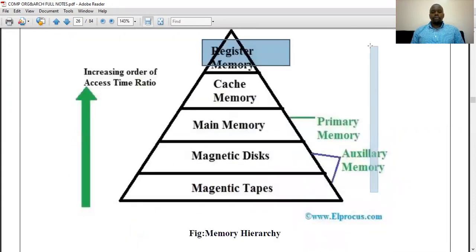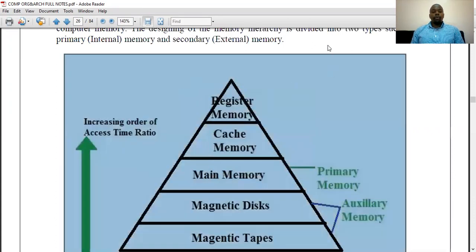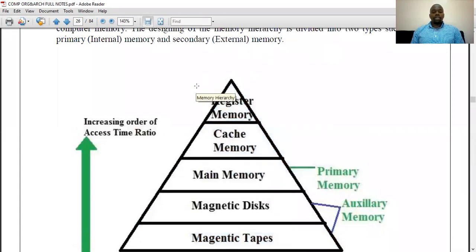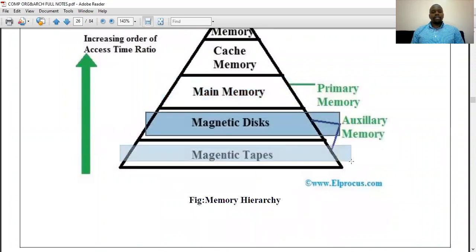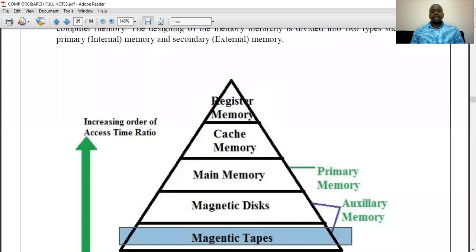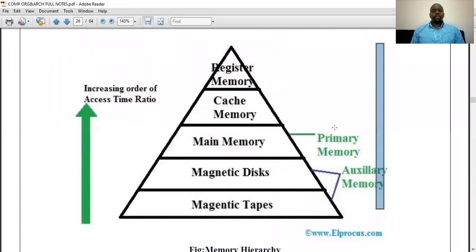While going upwards, the memories that are on top are what we call the fast memories. In other words, the CPU can access them fast. So we can say that registers are faster than cache. Cache is faster than the main memory. The main memory is faster than magnetic disks, and magnetic disk is faster than magnetic tapes. Also, as you go up the pyramid, the cost for these memories increases.